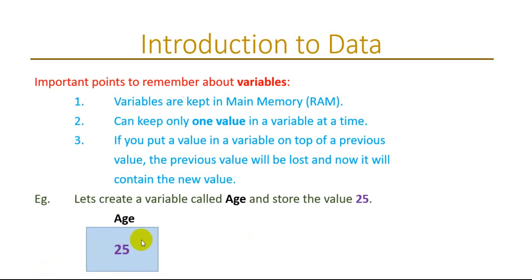So this is the main memory. Remember, variables are kept in main memory, that is RAM, not in the ROM. So age is a variable name and we have stored 25 in this. Now let's put 37 onto the variable. So we are going to put 37 here. When we put 37, I've just put an animation to show you how it works.